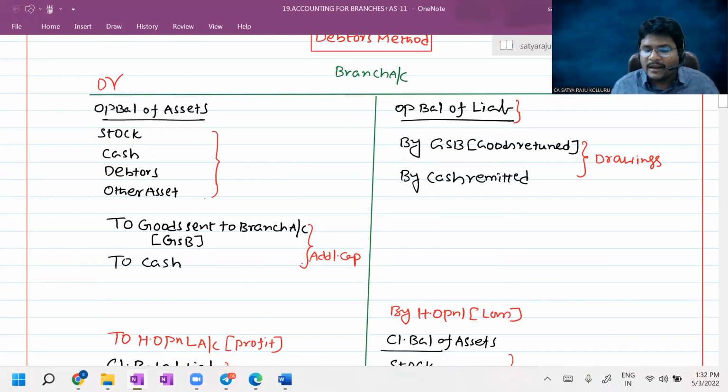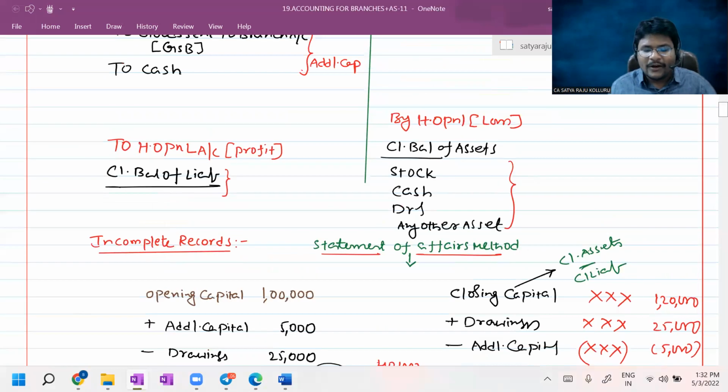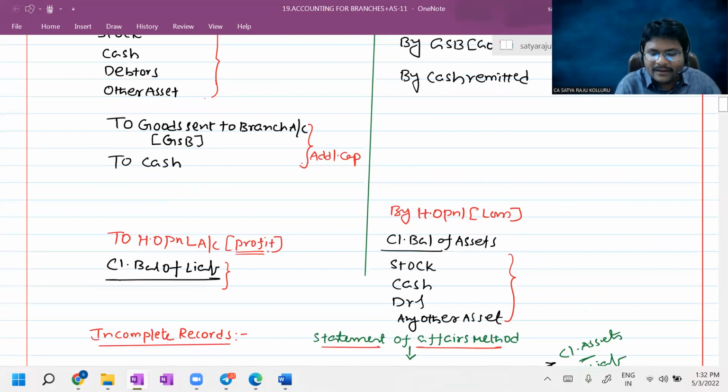Minus additional capital, minus opening balance of assets minus opening balance of liabilities, which is opening capital. So closing capital plus drawings minus additional capital minus opening capital, automatically you get profit or loss, which is a balancing figure. If it is a profit, the balancing figure is on the debit side. If it is a loss, the balancing figure is on the credit side. It needs to be transferred to the head office P&L.